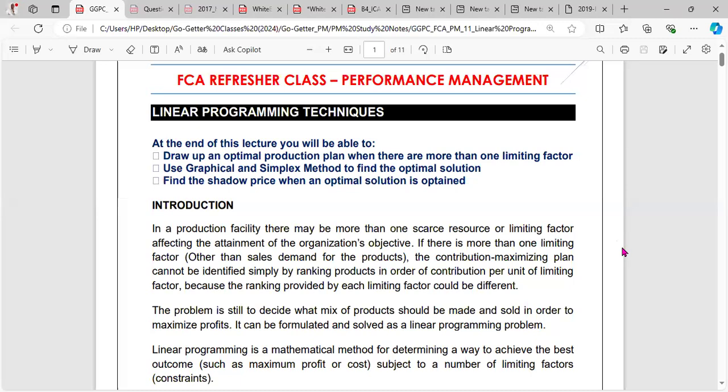Because if ICAN is going to bring an exam question, they might take a question from the study pack, or from past questions, or maybe from ACCA. So if you have that, you can look at a similar topic and find a way to do that.